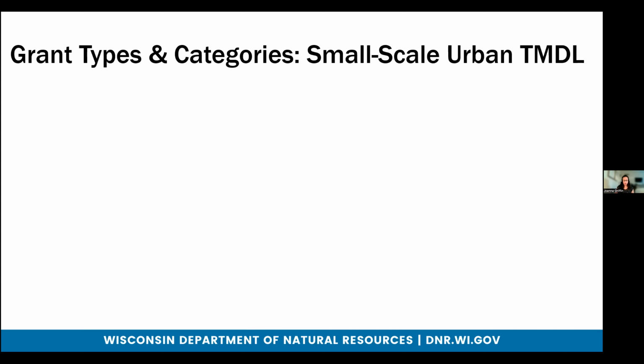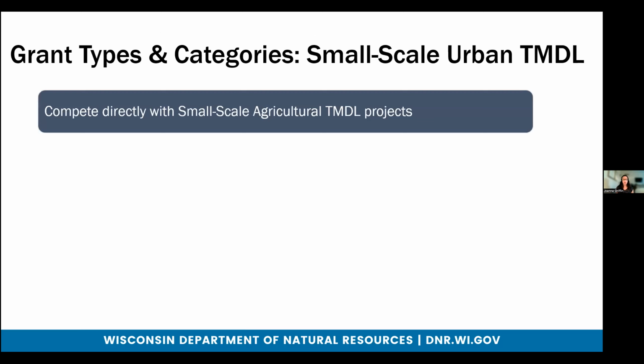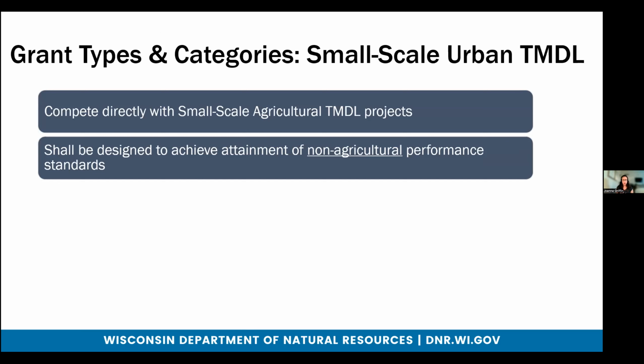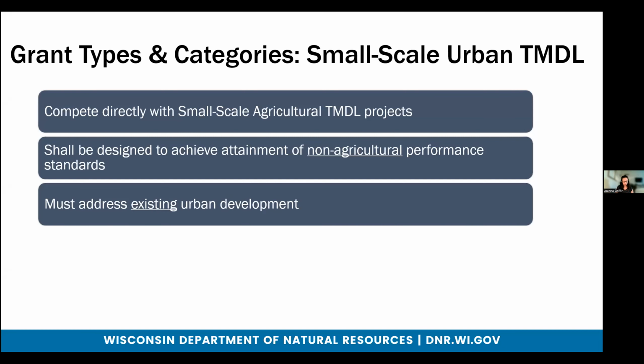As I mentioned earlier in the talk, this is mostly focused on agricultural TRM grants. I want to share a few things about our urban TMDL TRM grant. These compete directly with our small scale agricultural TMDL projects. They must be designed to achieve attainment of non-agricultural performance standards. They must address existing urban development, and that means the urban development has to be in existence prior to October 1st, 2004.